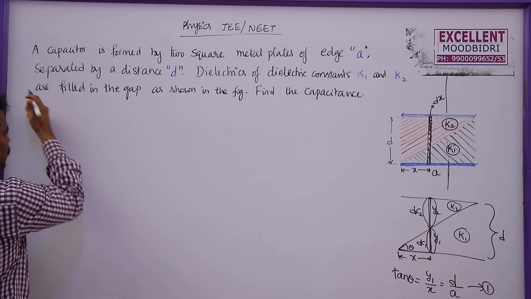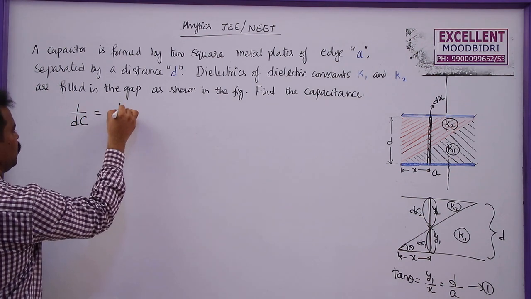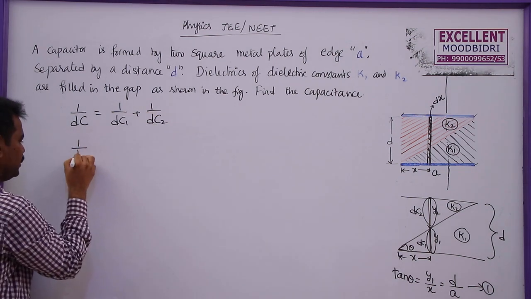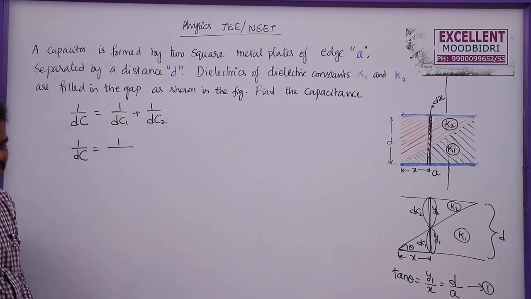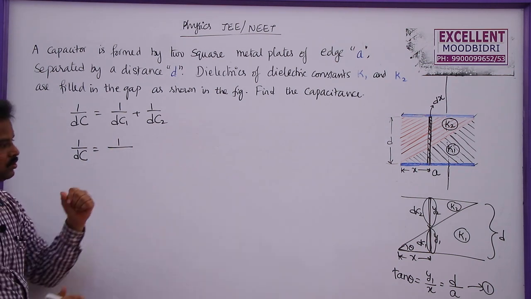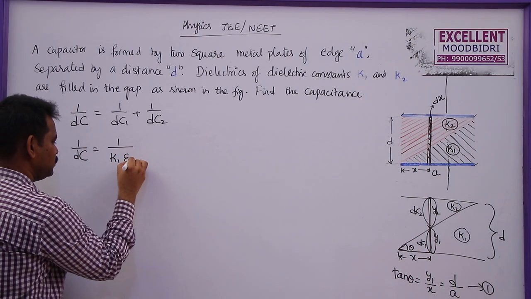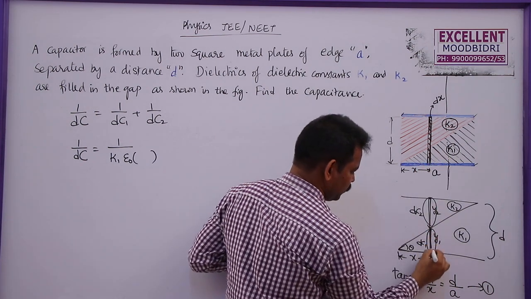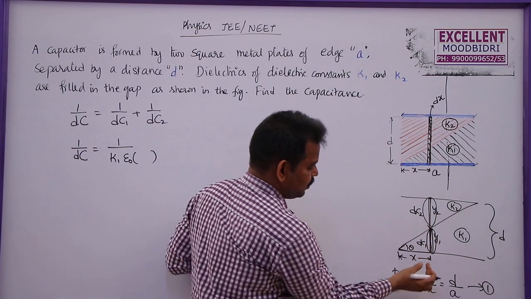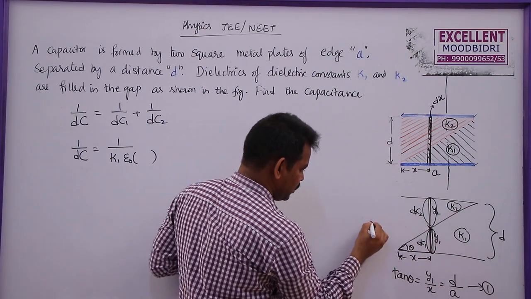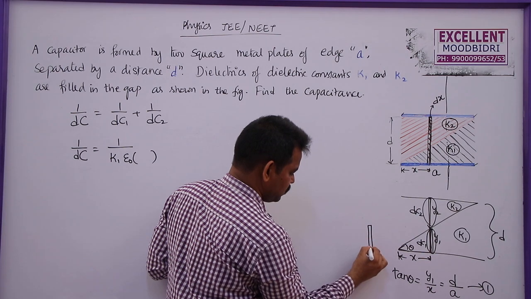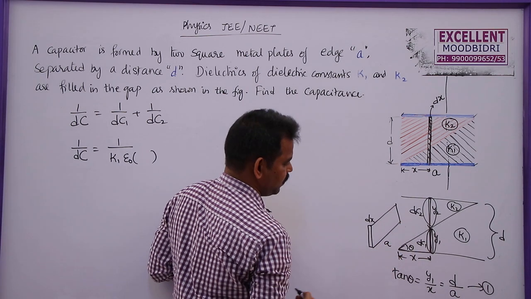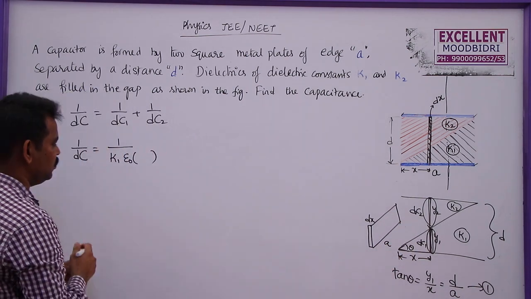So I am going to write directly, 1 by dC is equal to 1 by dC1 plus 1 by dC2. So 1 by dC is equal to 1 by, what is C? Epsilon naught A by D as it is a dielectric, K1 epsilon naught, what is the area of this first strip? This is y1, height y1, but I need area. So I can write the same diagram here. This width is dx and this is A. So I am going to take A into dx.